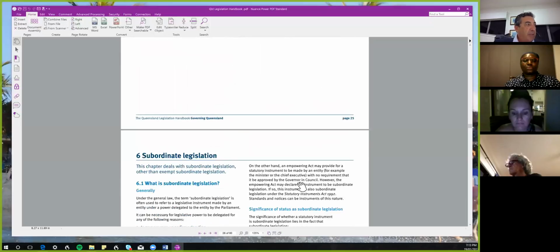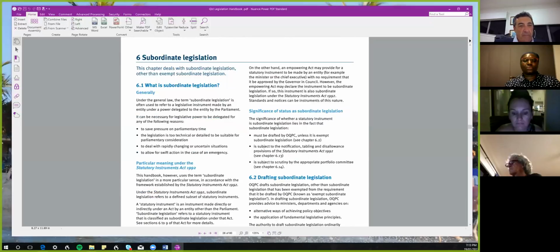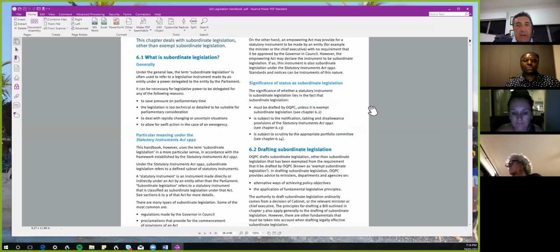Part 6 deals with subordinate legislation that we've talked about, and that is often referred to as legislative instruments made by an entity under a power delegated to that entity by Parliament. And you'll see there a statement about why we do delegate legislation. We've talked about that before. And this is an interesting part, and it's something that you might want to keep up your sleeve if you're going to mount an argument, and that is you can't necessarily assume that the delegation has been lawfully conducted.